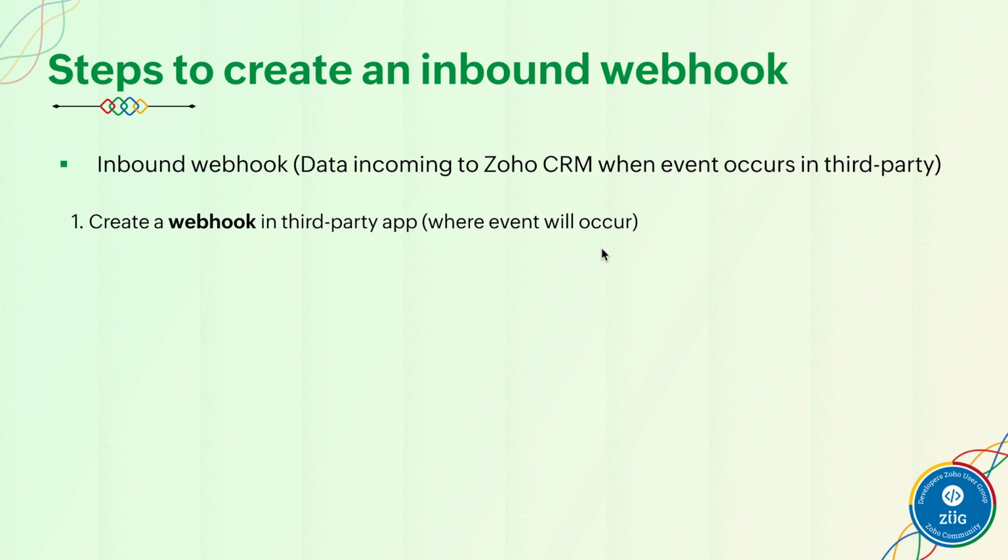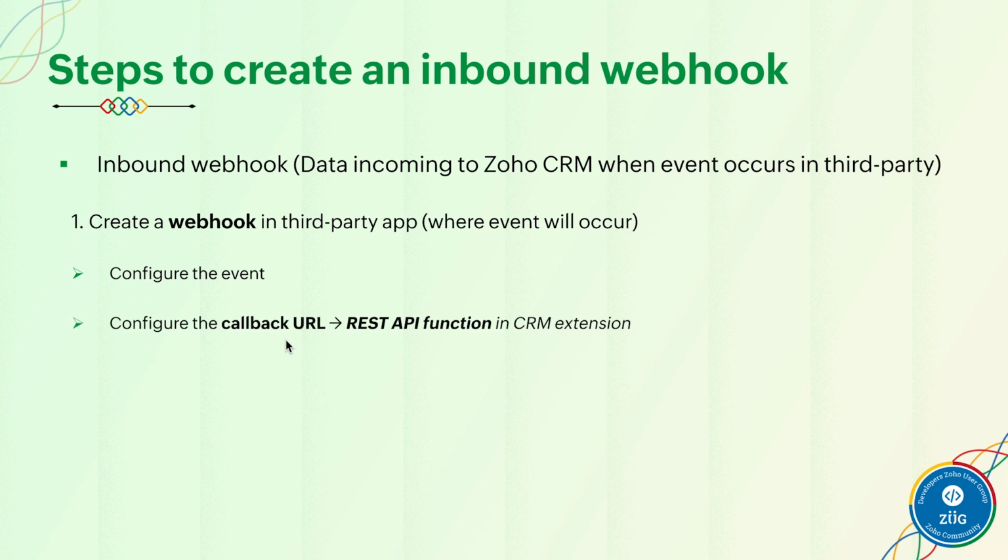As I mentioned in the previous slides, you'll have to configure two things. One is going to be configuring the event on occurrence of which this webhook will be triggered. And the second thing is going to be configuring your callback URL. Here in this case, Zoho CRM is going to be the application which is going to receive this real-time incoming data. We had seen that inbound webhooks are supported in Zoho CRM, which means we have the support to receive this data in the format of a callback URL.